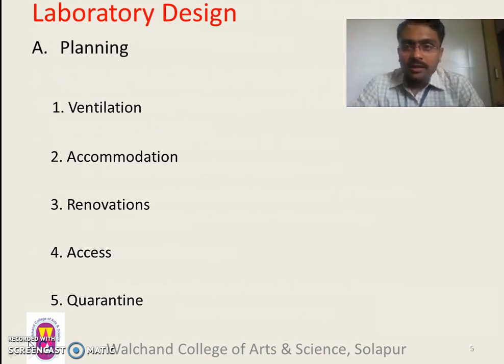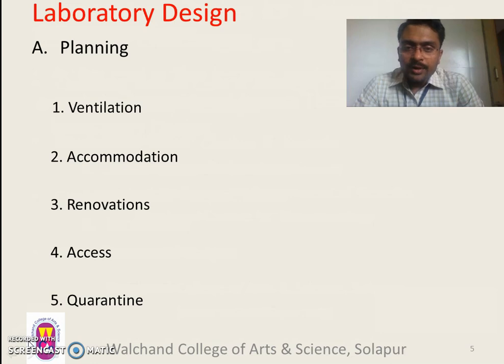First part is the planning. When you plan to establish your own industry for animal tissue culture, you discuss the following points. First one is the ventilation. When you consider ventilation, the pressure inside the laboratory is the first point to be considered. If we are going to use animal cells, then positive pressure inside the laboratory is maintained, and when we are going to use human cells, then negative pressure should be maintained.